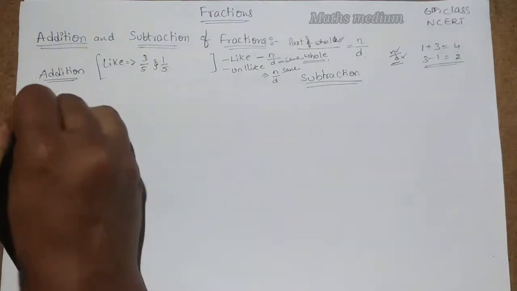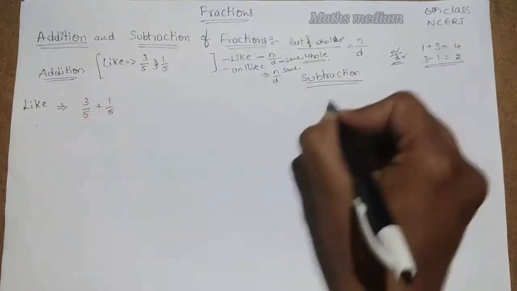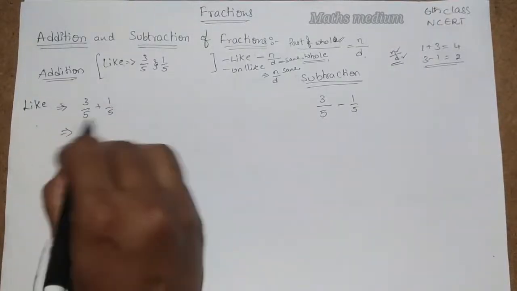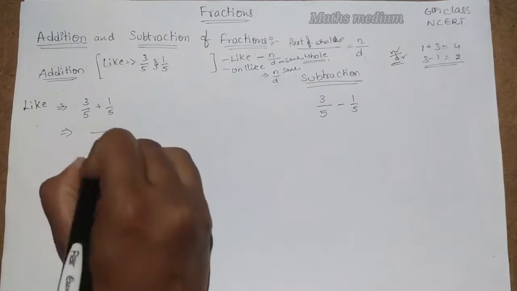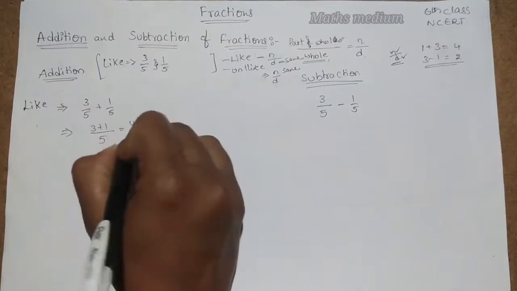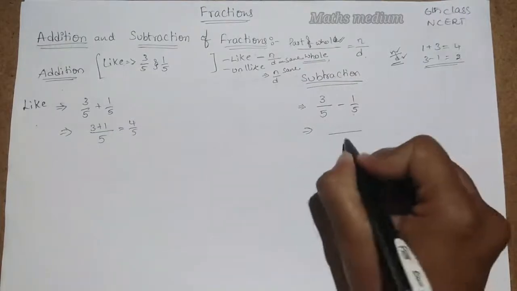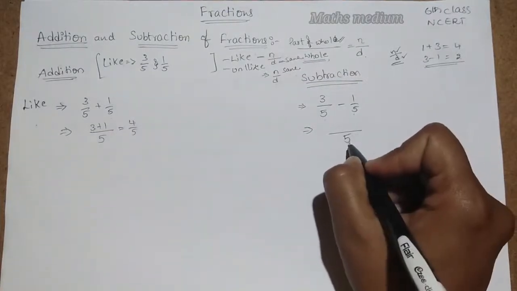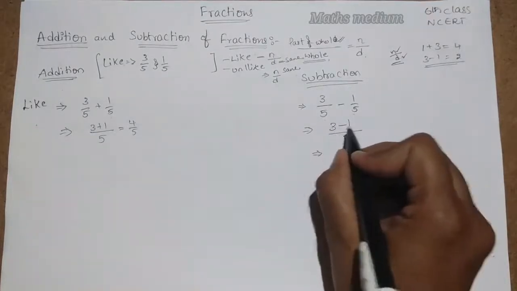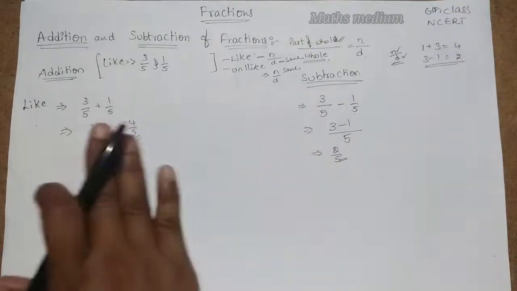So let's start. These are like fractions, right? Given 3 by 5 plus 1 by 5, and here we are going to learn 3 by 5 minus 1 by 5. Here the denominators are the same, so we take the denominator as 5. Next, the numerators are added, so 4 by 5. Similarly in this case also the denominators are the same, so I take one same denominator. Coming to the numerator, 3 minus 1 is 2, so 2 by 5 is the answer. This is how to solve addition and subtraction with like fractions.